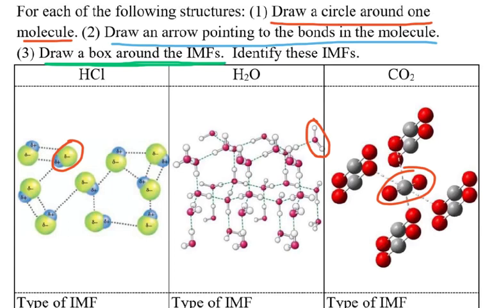Draw an arrow pointing to the bonds in the molecule. Well, there's a bond right here between those two, and that bond is a covalent bond. Every molecule, the bond in the molecule is a covalent bond, and here that's going to be a covalent bond, between the C's and the O's. And then draw a box around the IMF. Well, the IMF is these dotted lines. And the IMF here are these dotted lines. And the IMFs here, these dotted lines. They usually use dotted lines, so that's kind of a good indication.